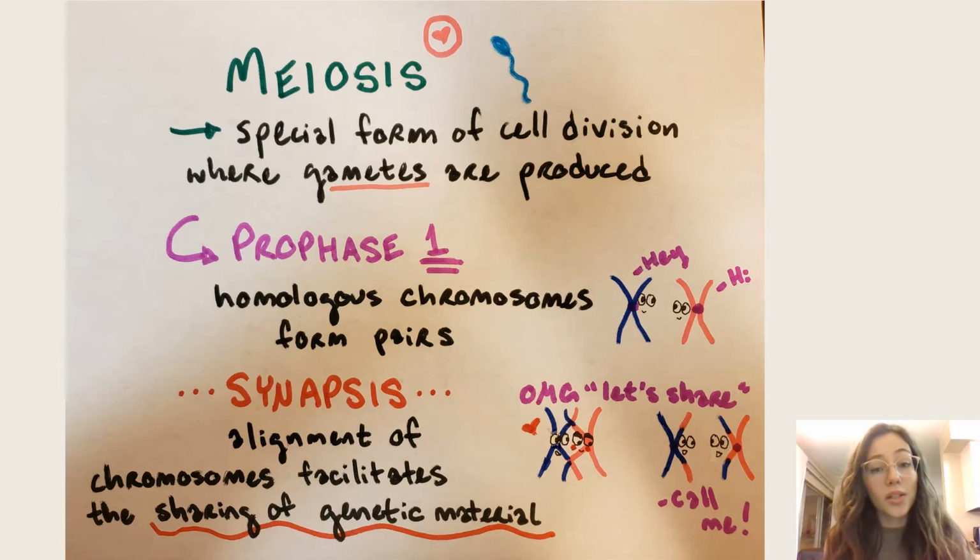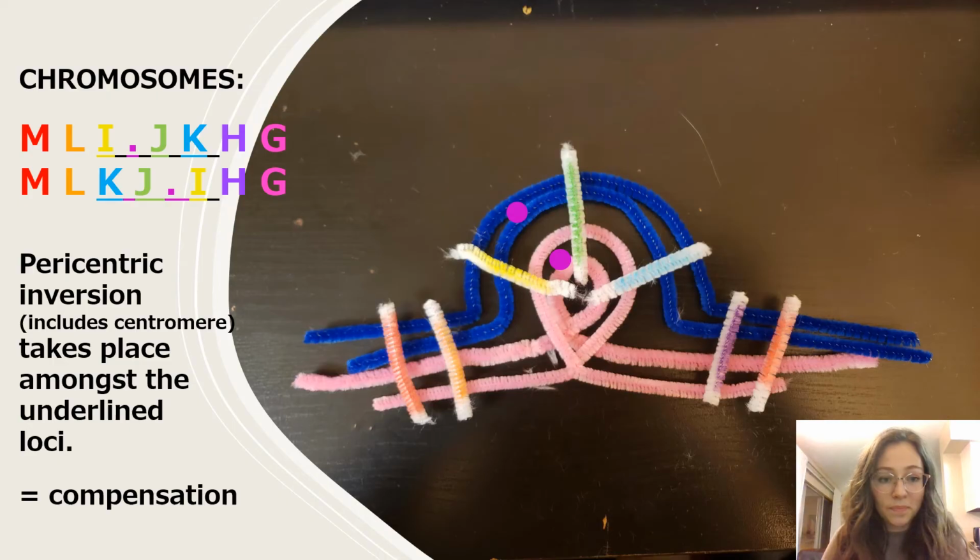So synapsis occurs during prophase 1 of meiosis, where homologous chromosomes form pairs. Synapsis is the alignment of these chromosomes, which facilitates the sharing of genetic material between non-sister homologous chromatids. As you can see here, our two chromosomes have gotten together and overlapped their chromatids where they are sharing genetic material, and they are now parting on good terms.